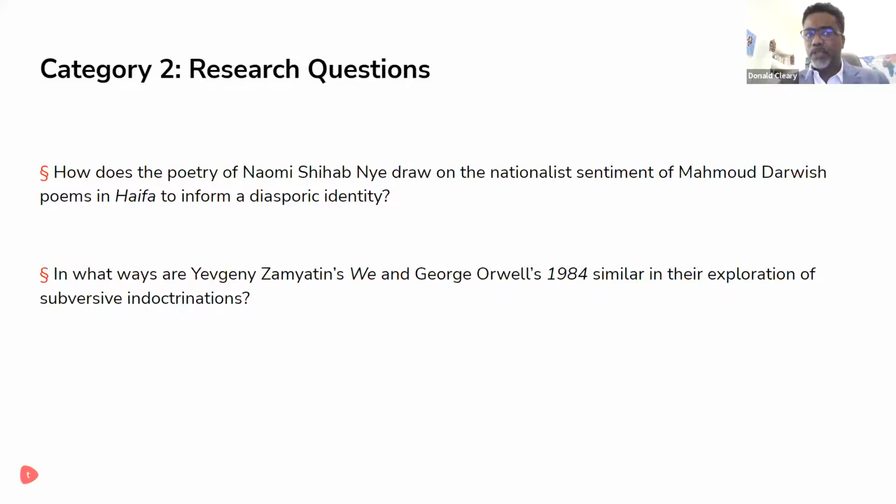The first exemplar, the student was looking at Palestinian diasporic identity, and Mahmoud Darwish is a famous Palestinian poet who promoted Palestinian nationalism in his Haifa poems. And the student looked at the comparative relationship between Mahmoud Darwish's poems and Naomi Shihab Nye's poetry. The second one there, the student looked at the intertextual relationship between Zamyatin's We and George Orwell's 1984, in terms of how they both treated the idea of subversive indoctrination. We was more mathematically based, and Orwell's 1984 is more language based. And so the student was able to look at the similarities, despite the fact that one was using a mathematical base for their subversive theme, while Orwell was using language more so.